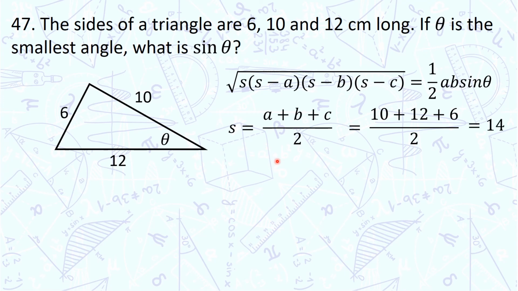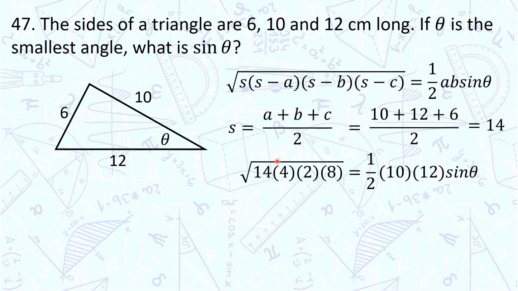So let us substitute the values. We have S 14. 14 minus 10 is 4. 14 minus 12 is 2. 14 minus 6 is 8. So that's square root of 14 times 4 times 2 times 8 equals 1/2 AB, 10 times 12, sine theta.